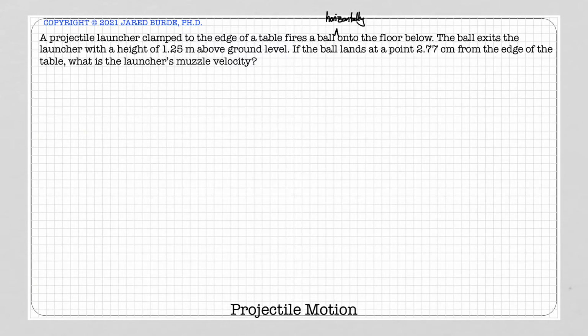Take a moment to read the question prompt and identify all the variables that were given. In this case, we have a projectile launcher that is on the edge of a table, and it's going to fire its projectile horizontally onto the floor below. We're given information about the ball as it's launched, where it is, and where the ball lands. And we want to find the launcher's muzzle velocity, how fast the ball is going when it leaves the muzzle of the projectile launcher.